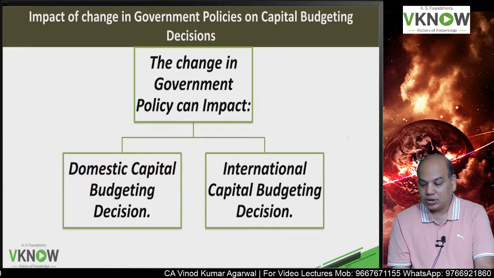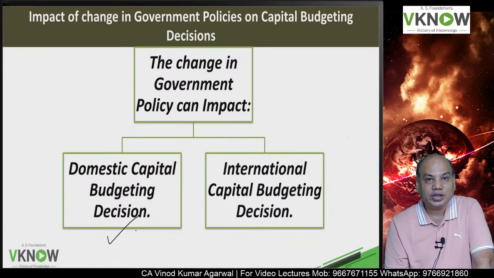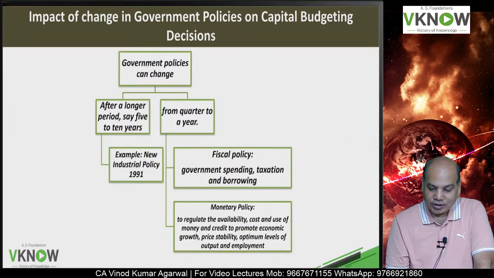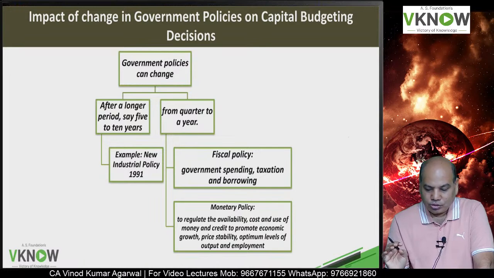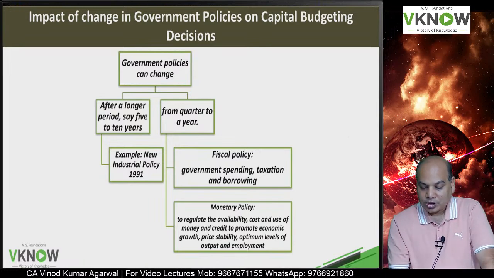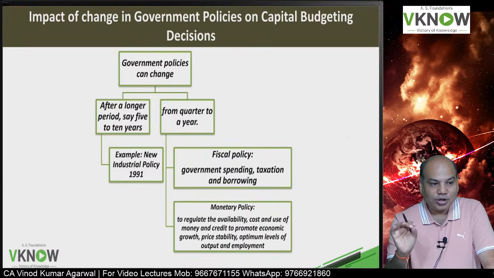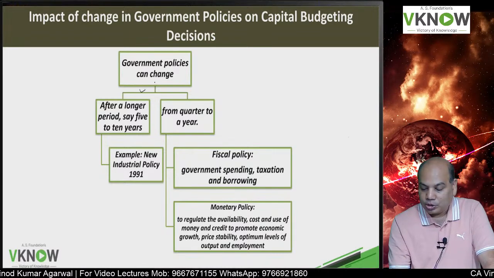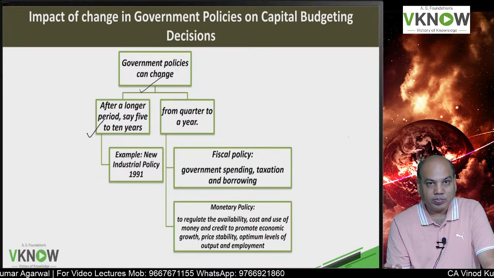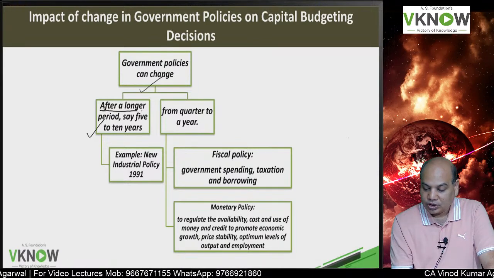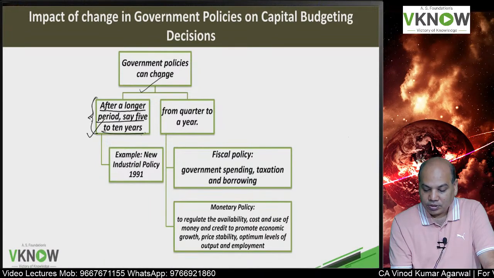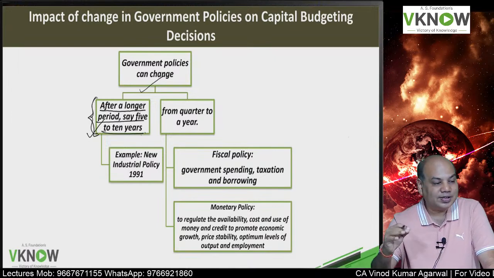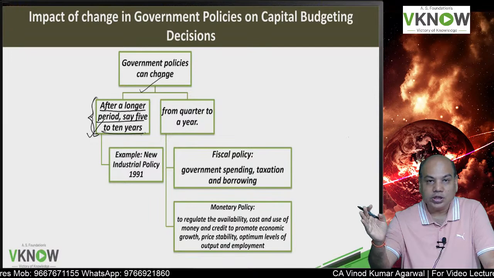So government policy can impact domestic capital budgeting decisions and it can impact international capital budgeting decisions. We have already seen international capital budgeting in one other chapter. So to keep the story simple, I have just made a small summary of what is written in the book. Government policy can have a long-term impact because it may change only after a long period of time. Once they make the policy, the policy remains for a long time. It is changed after a very long time, but it will have a long-term impact.